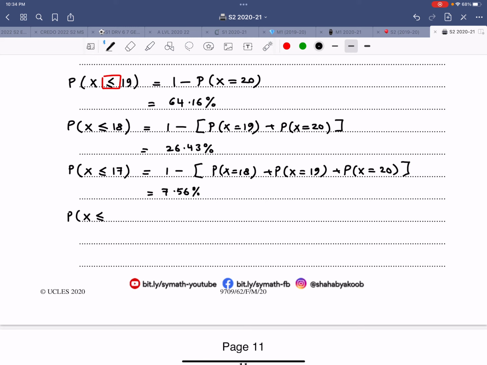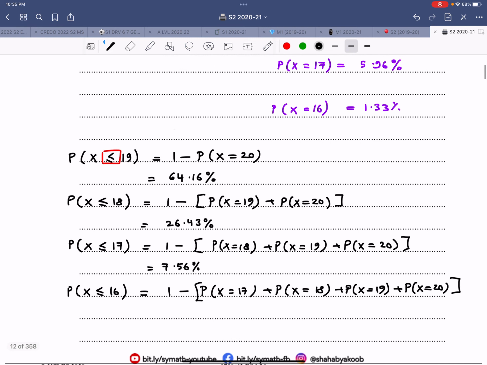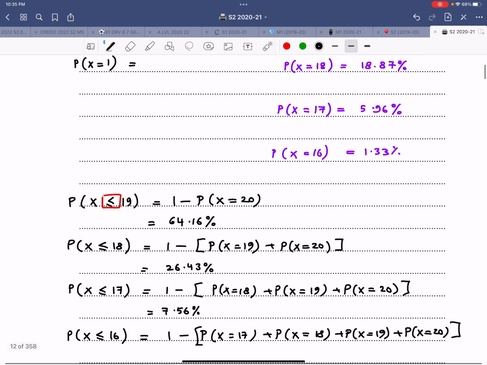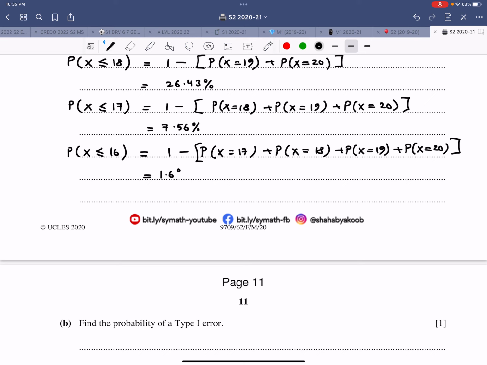Probability x is less than or equal to 16, which is 1 minus probability x is equal to 17 plus probability x is equal to 18 plus probability x is equal to 19 plus probability x is equal to 20. So let me subtract one more probability. So that comes out to be 7.56 minus 5.96. This comes out to be 1.6%. So now I think I have hit the jackpot, because now the probability is lesser than 2%.